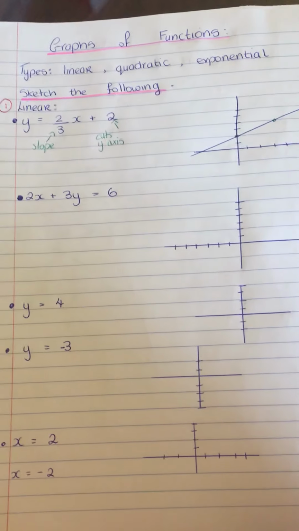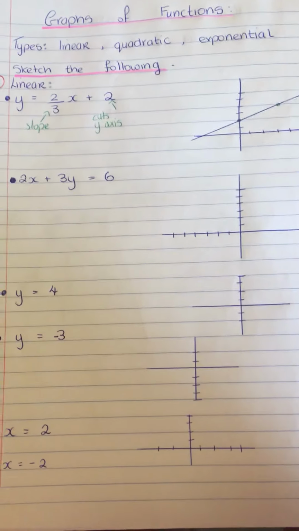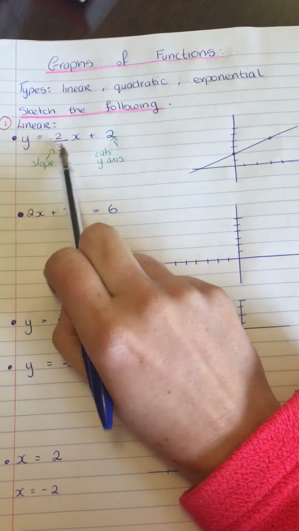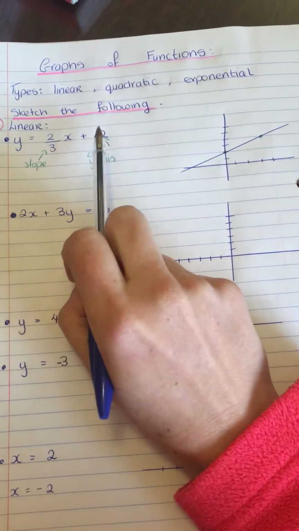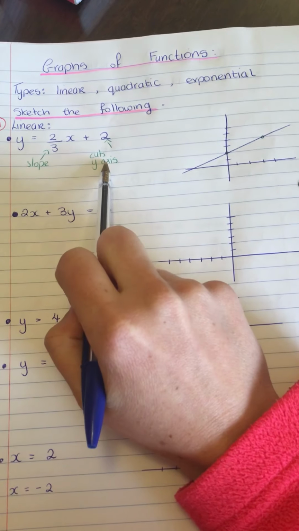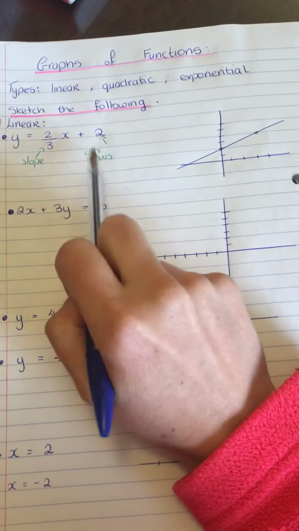So if we were asked to sketch the following, we know that it looks like y equals mx plus c. M is the slope, 2/3, c is where it cuts the y-axis. So I'd say you could probably put this into your notes copy. It's in there already, most of it, but some of it is new, so it's no harm to put it in again.